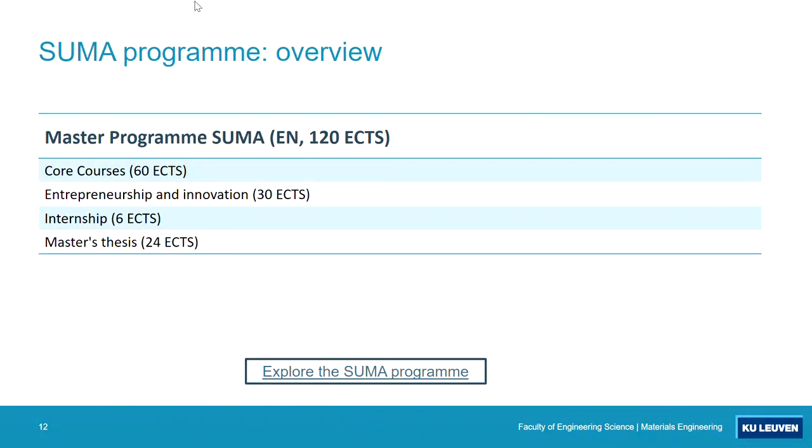In addition to our standard master, we also offer a master program in sustainable materials called the SUMA program. This is a European program also consisting of 120 credits, where the core courses and the master thesis are identical to our normal standard program, but this program has a stronger industrial aspect because it includes industrial partners that help link to the job market. And this is why this program also includes an internship of 6 credits, and if you are interested, here is the link for you to explore further.